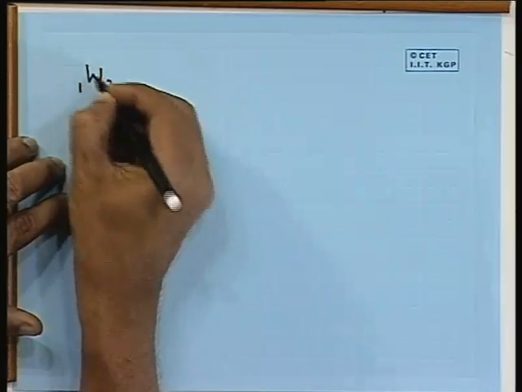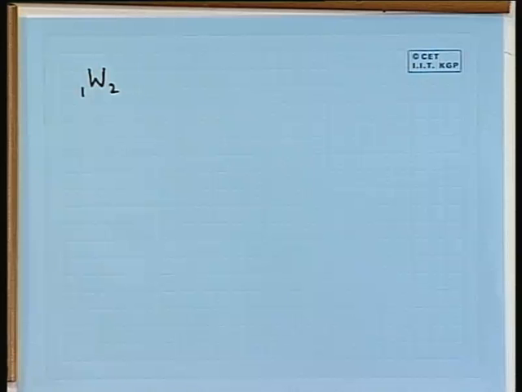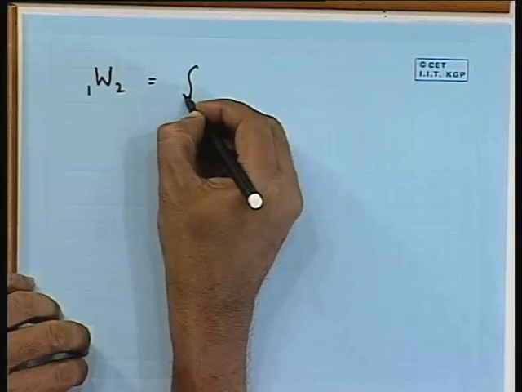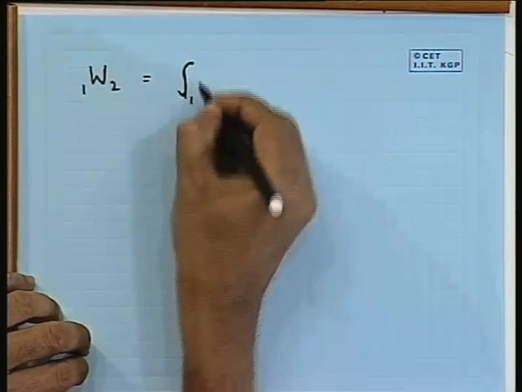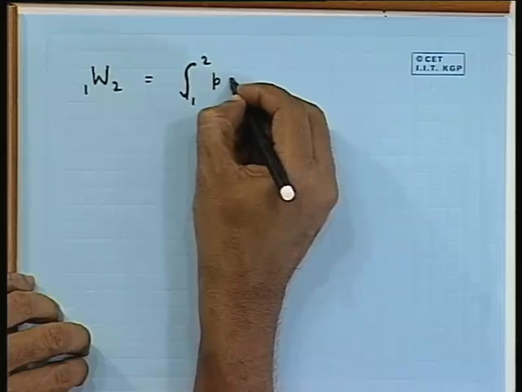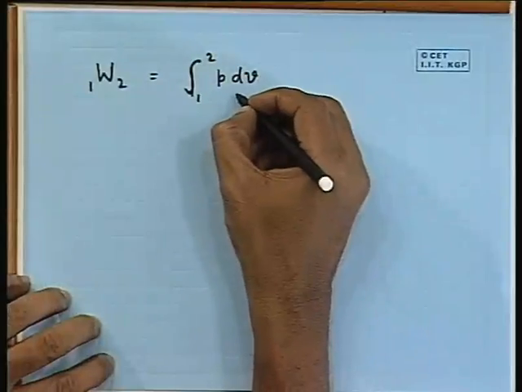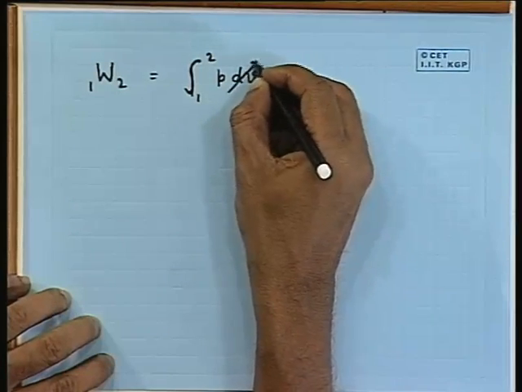Then next we go for what is the work done, W1 to 2, in a constant volume process. So, W1 to 2 is equal to integral 1 to 2 PdV for a compressible fluid. This is the PdV work that gives you the work done during the process, and as dV is equal to 0, change in volume is equal to 0.